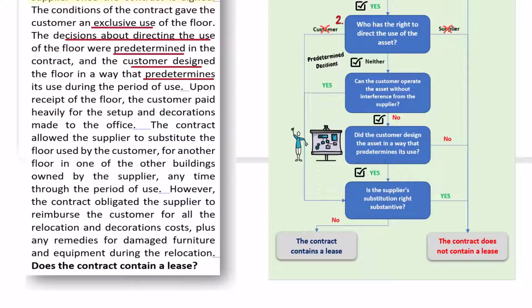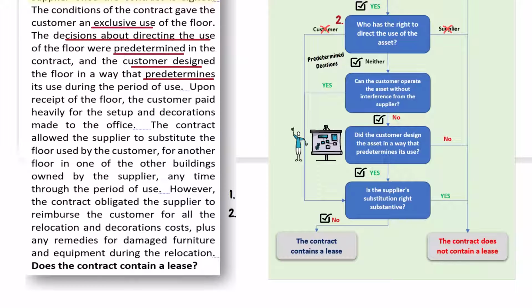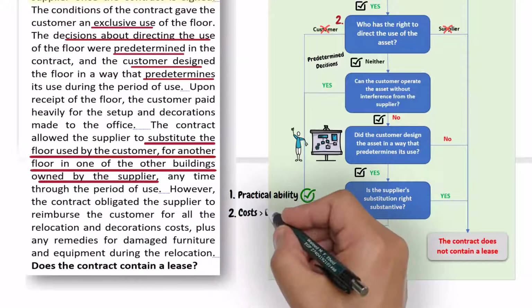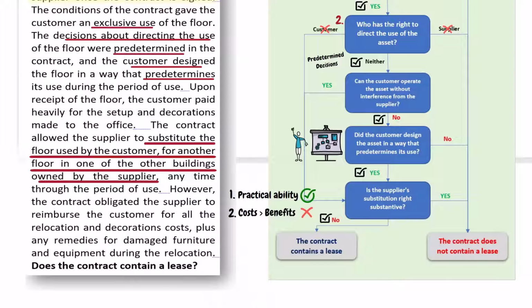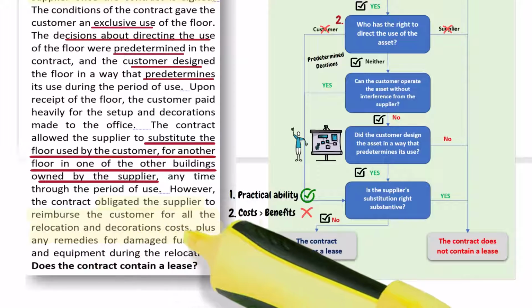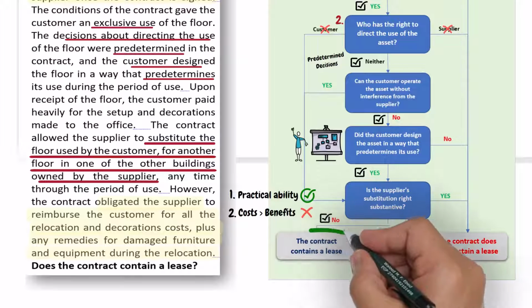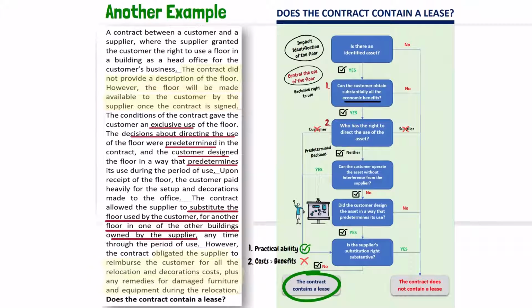The supplier's substitution rights mentioned in the contract were assessed at the inception date not to be substantive, because one of the two conditions for that was not met. Although the supplier has the practical ability to substitute the floor, the supplier is not expected to benefit economically from the substitution, since the costs of substitution, which are the relocation and decoration costs, plus remedies that the supplier should pay to the customer, are very high, so that they are likely to exceed the benefits from the substitution, and thus the supplier's right to substitute the floor is not substantive. Therefore, we can conclude that the contract contains a lease.